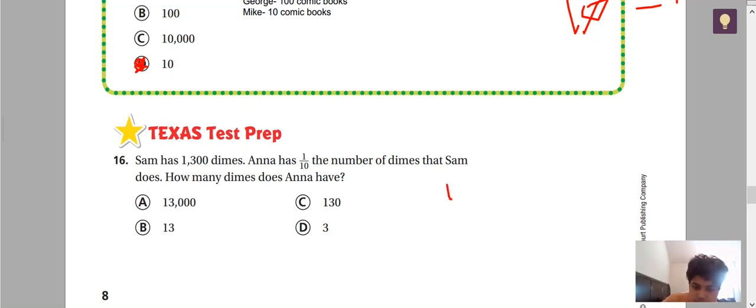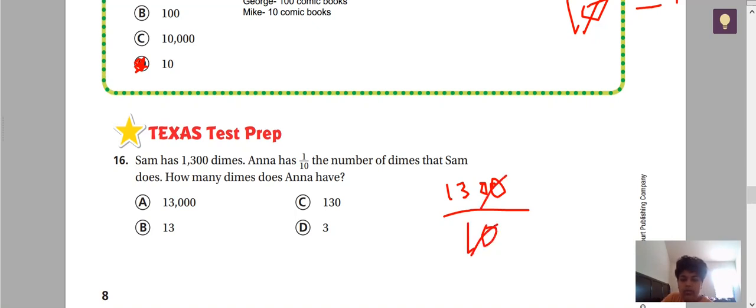Sam has 1,300 dimes, right? And Anna has 1/10 of that. So, 1,300 divided by 10 is 130. So Sam has 1,300 dimes, and Anna has 130 dimes.